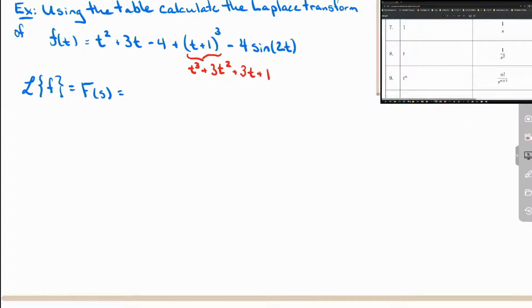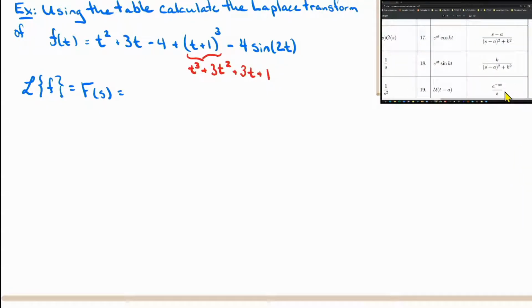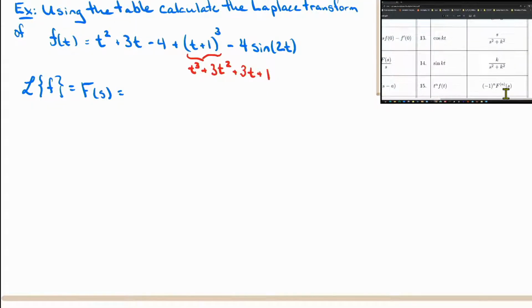-4 sine 2t. So again, I search the table. Those look funky. Hopefully we deal with those at some point. Oh, exponentials times sines and cosines, that's close. Oh, there's my sine function. For this sine function right here, what is my k value? 2. So when I take the transform, what's it going to be? It's going to be 2 over s squared plus 2 squared. And then don't forget the -4 that's out front.